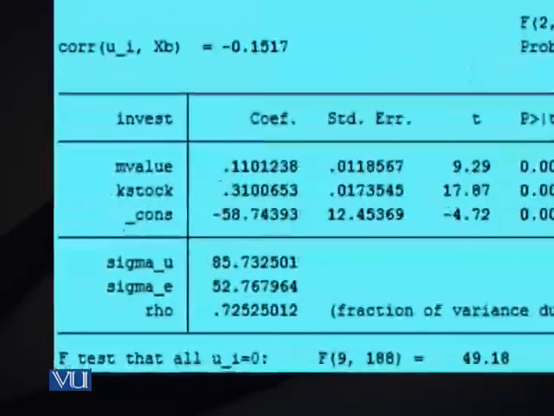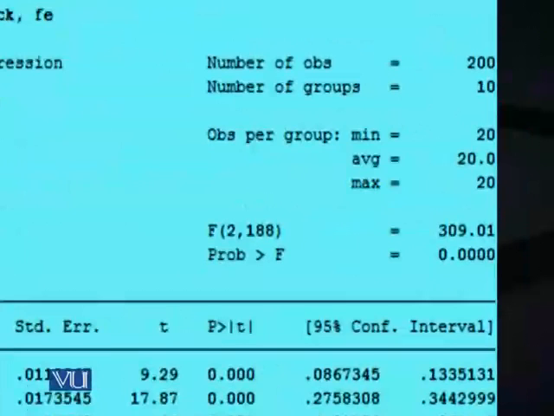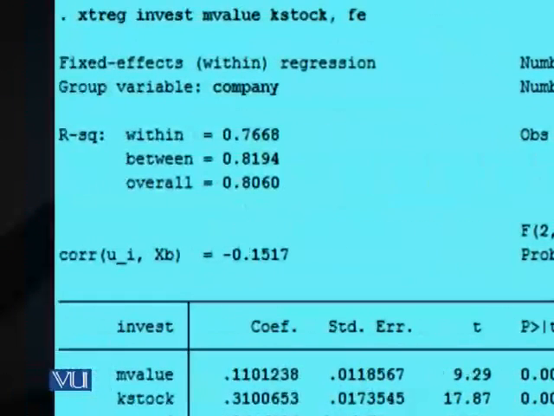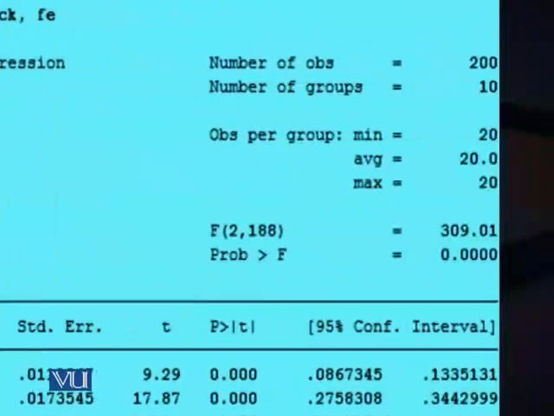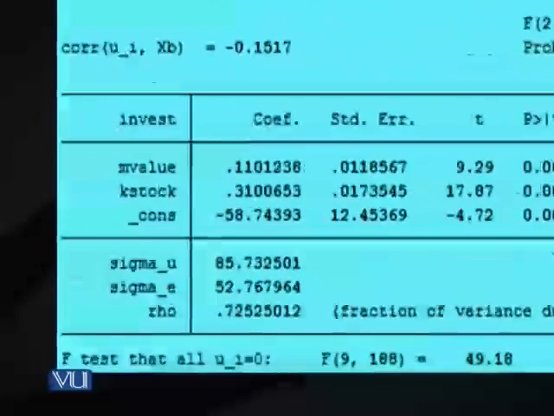You have market value and capital stock as independent variables, and your dependent variable is investment. The number of observations is 200. You have the same R squares within, between, and overall. You have an F value which shows a good fit. So you have sigma U, sigma E, and overall rho, the fraction of variance.